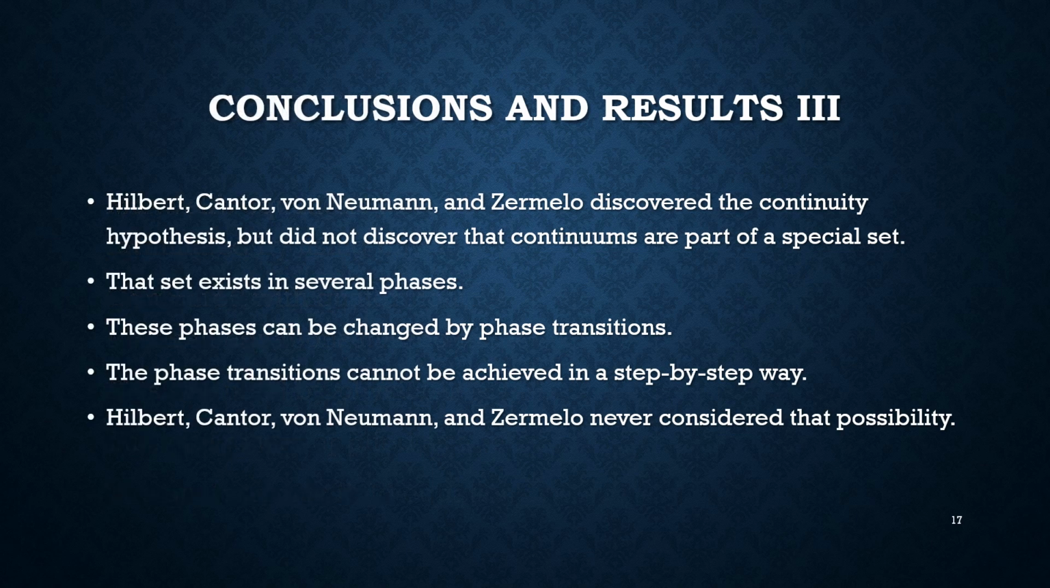Hilbert, Cantor, von Neumann, and Zermelo discovered the continuity hypothesis, but did not discover that continuums are part of a special set. That set exists in several phases. These phases can be changed by phase transitions. The phase transitions cannot be achieved in a step-by-step way. Hilbert, Cantor, von Neumann, and Zermelo never considered that possibility.